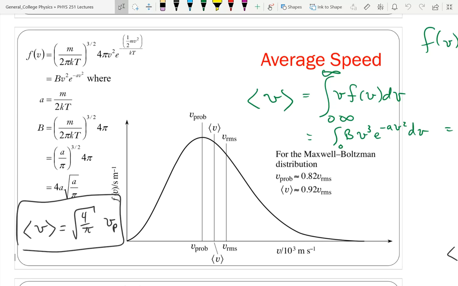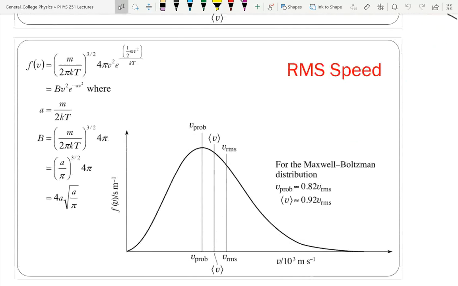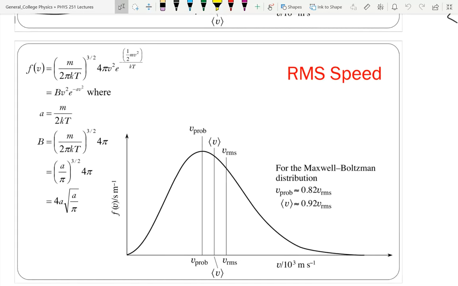Or I could ask you to find the RMS speed. The RMS, remember, RMS means root mean squared. So the first thing you do is you find the average of the squared velocities. So that means you do the integral of velocity squared times the probability. After you do that integral, then you square root it, right? Because that's the root part of RMS.